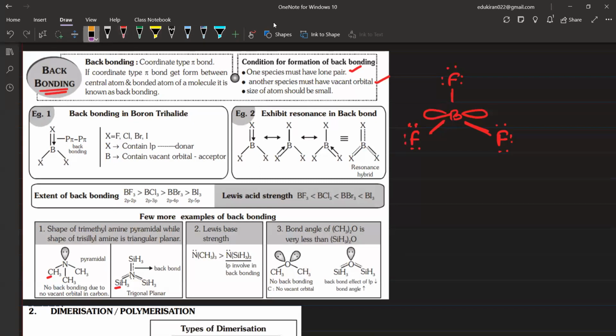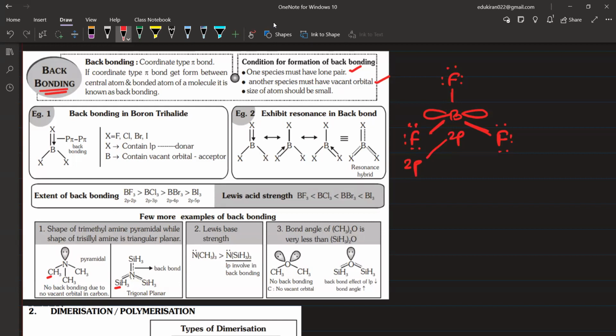Now, then we come to the extent of back bonding. Where is the back bonding most efficient? If I look at BF3, then in BF3, I can say that fluorine is an element of the second period. That is why it will be having all the lone pairs in the 2p orbital. Similarly, boron is also of the second period, and that is why it will also have the vacant p orbital as 2p. And the overlapping between 2p and 2p orbital will be efficient because they are of the same size.